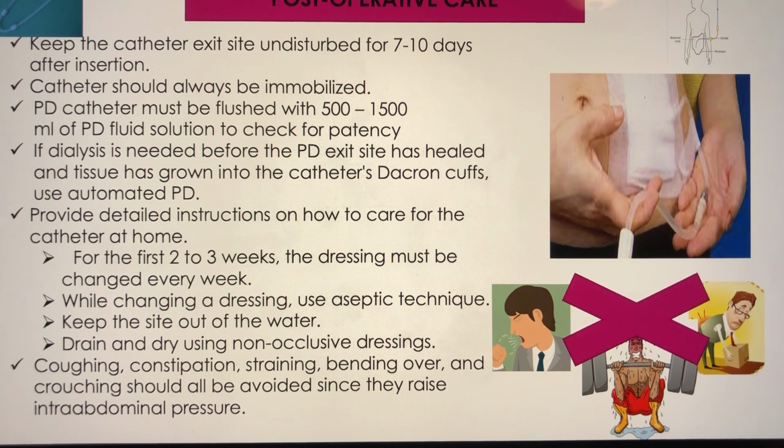The catheter tubing needs to be immobilized to prevent trauma to the exit site or traction on the cuffs. Provide detailed instructions on how to care for the catheter at home. Coughing, constipation, straining, bending over, and crouching should all be avoided since they raise intra-abdominal pressure.